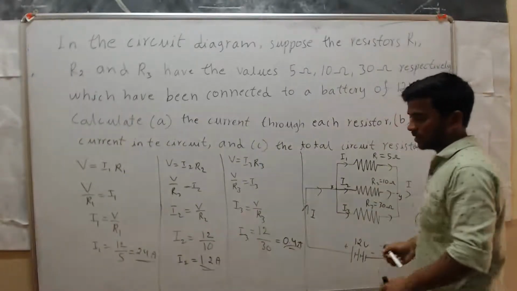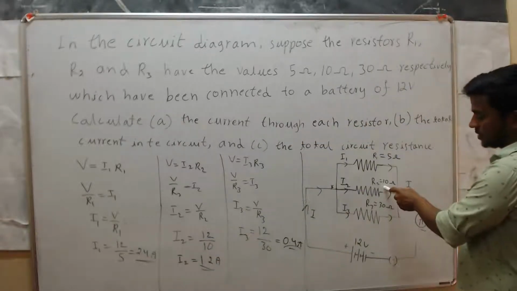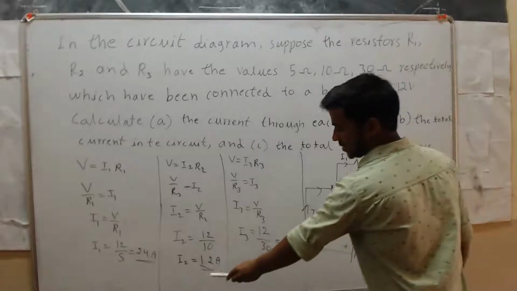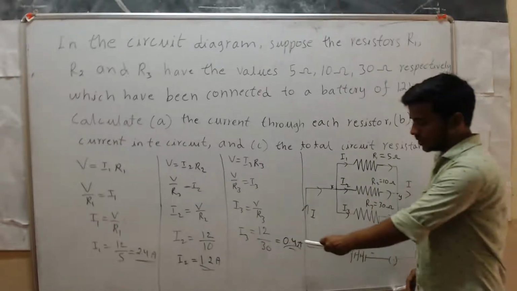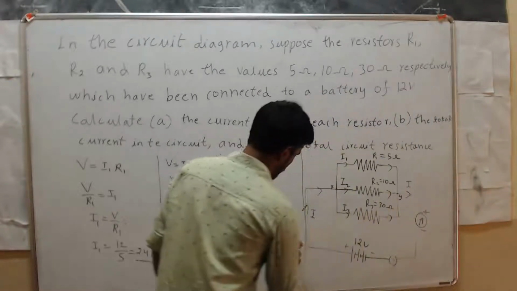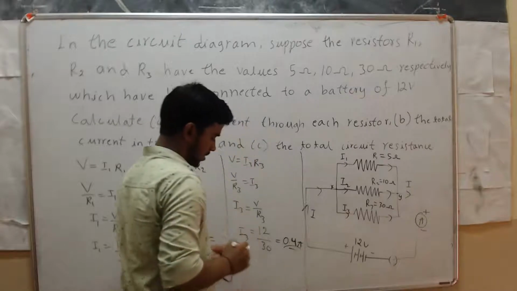Just observe here: for 5 ohm, the current is 2.4 ampere. For 10 ohm, the current is 1.2 ampere. Third one, 30 ohm, current is 0.4 ampere. You know, right?